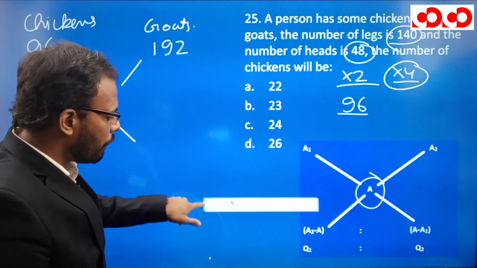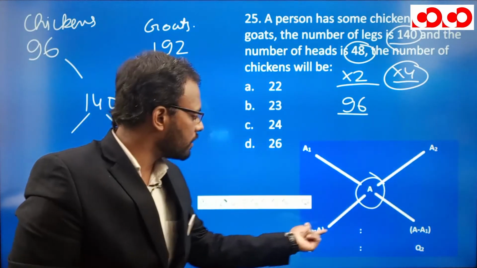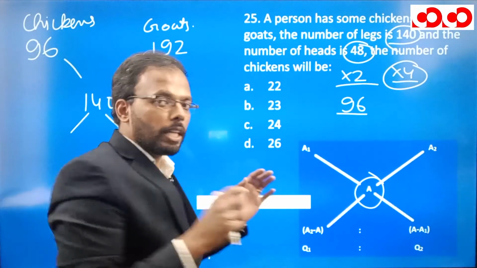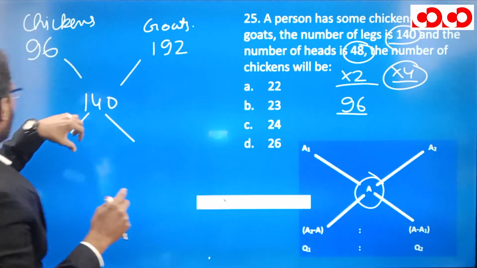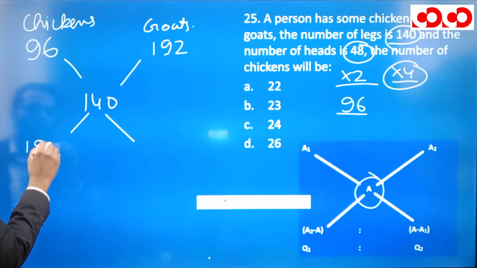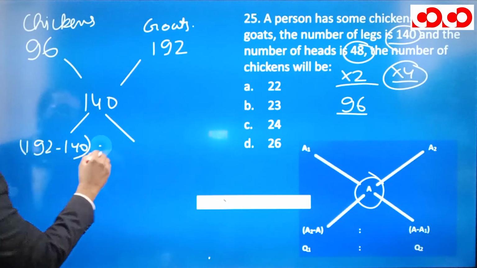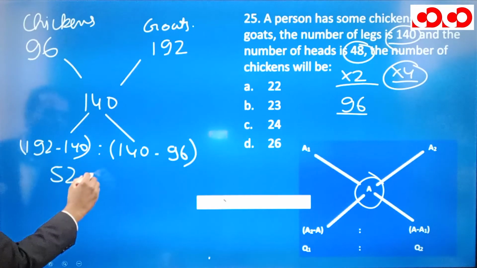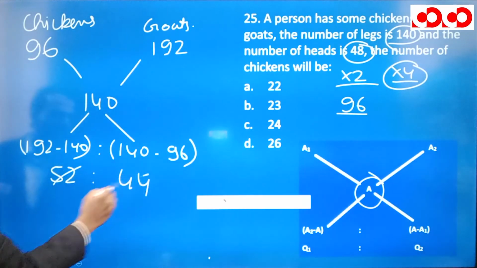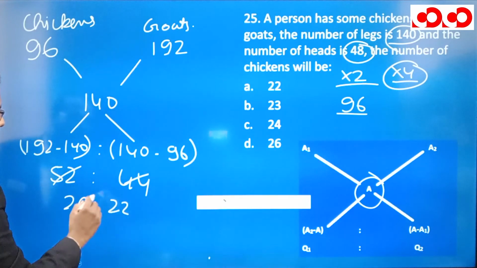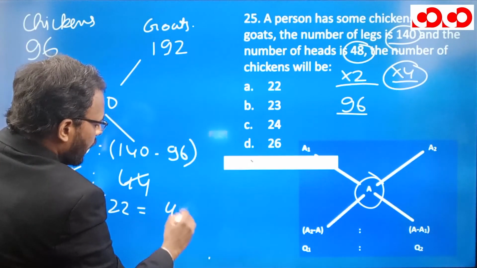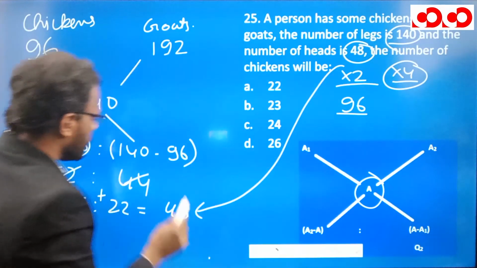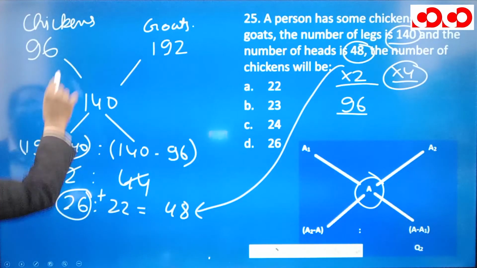Now as we see, if we subtract the average and write it on the other side, then the ratio will be the quantity of values which we have. So here it will be 192 minus 140, and on the other side it will be 140 minus 96. So what we are getting is 52 ratio 44, and if I cut it, we get 26 ratio 22, and if I add both, we get 48, and actually there are 48 animals. Means 1 ratio is equal to 1. So there are 26 chickens.